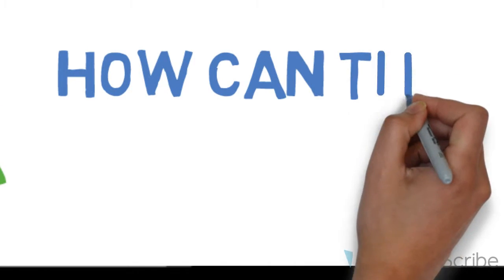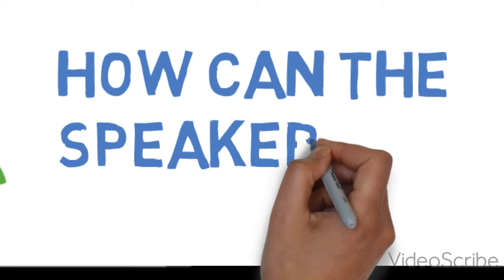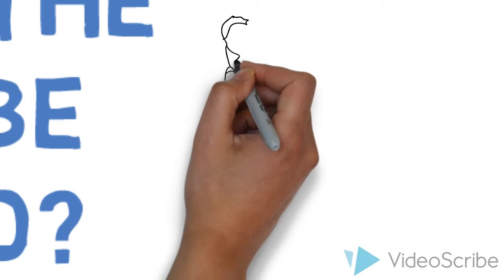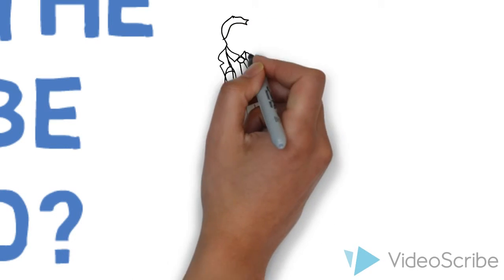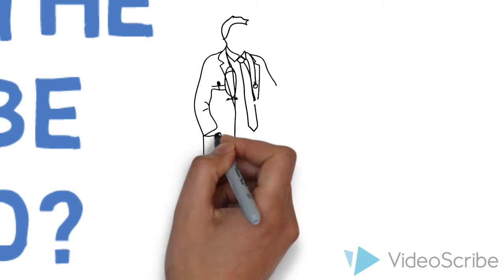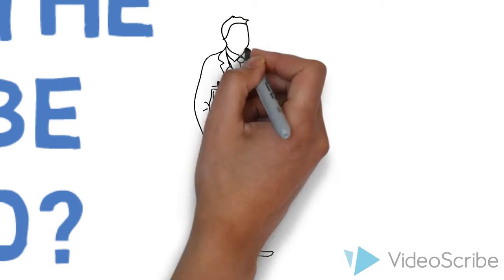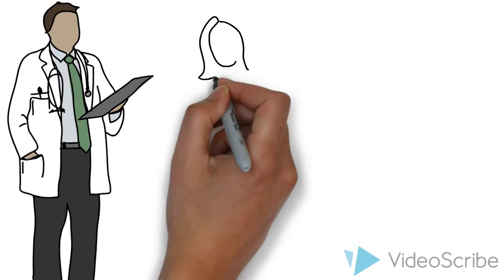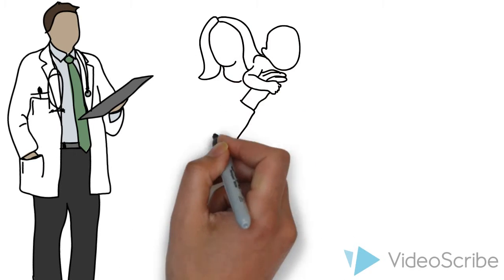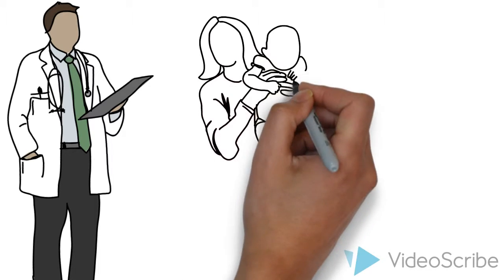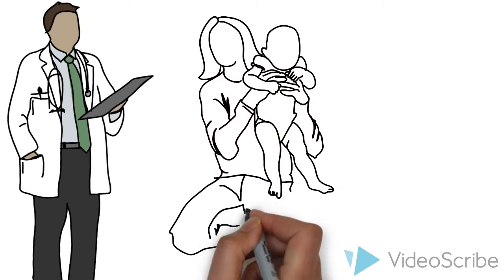Then you're going to want to determine how can the speaker be described. Do they sound intelligent? Do they sound like a man, a woman, like they've been to college? Do they sound like they're a young child? Do they sound like a mother or a father? How can you describe the speaker of the document you're looking at?